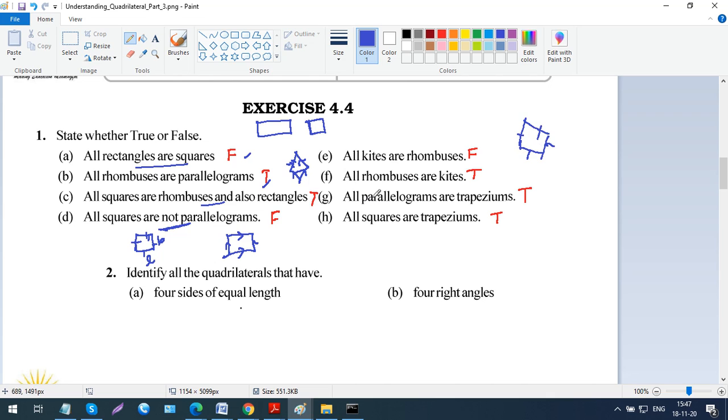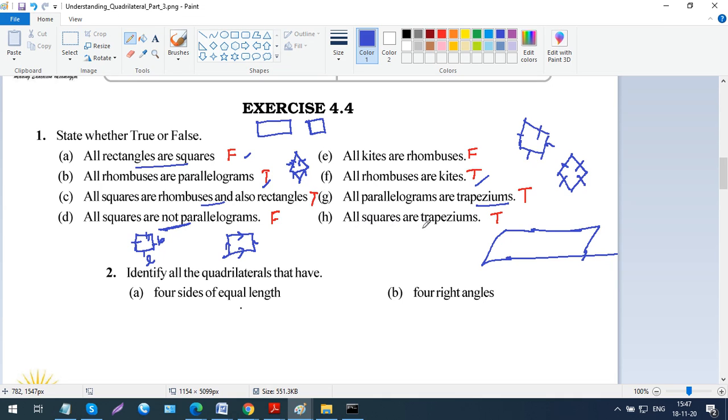Now, all rhombuses are kites. So a rhombus definitely looks like a kite, no? See, in a rhombus, this and this are equal, and this and this are equal anyway. Anyway, all four of them turn out to be equal, but it's a kite also, right? So this is also true. Now, all parallelograms are trapeziums. Now, a trapezium means only one pair should be parallel. A parallelogram has two pairs, but it definitely has one of the pairs, right? So that is a trapezium. So all parallelograms are trapeziums.